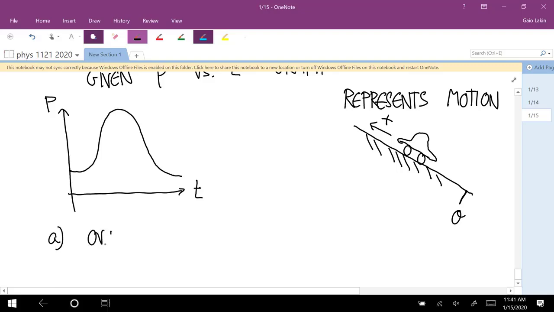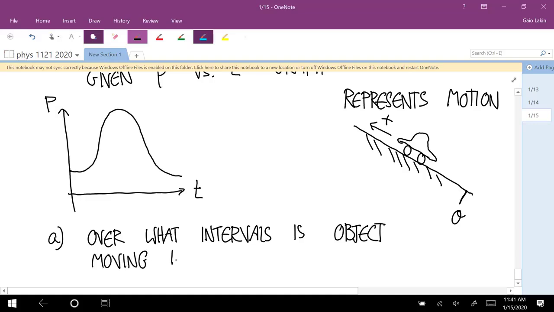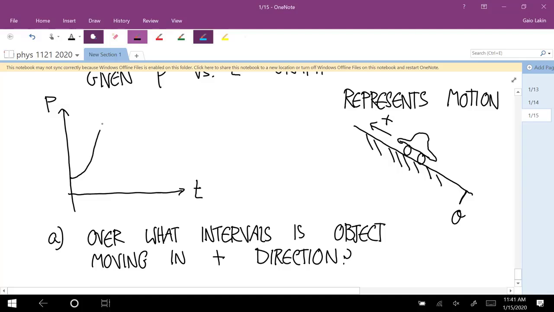Okay, so first, over what intervals is the object moving in the positive direction? Sorry, I'm going to draw this a little more. So I'm just going to break this up into, I'll make an inflection point there and here, and let's call these points 0, A, B, C, and D. So over what intervals is it moving in the positive direction?